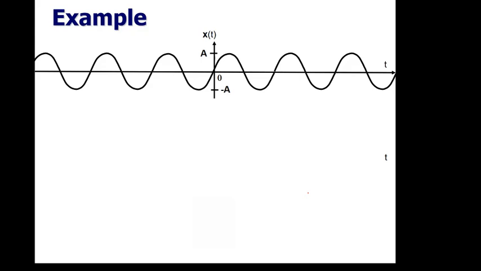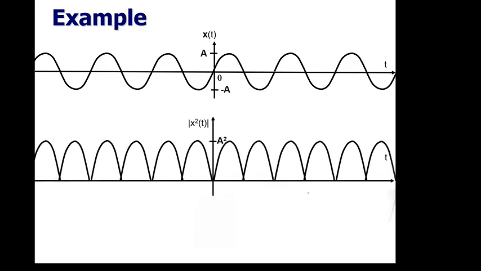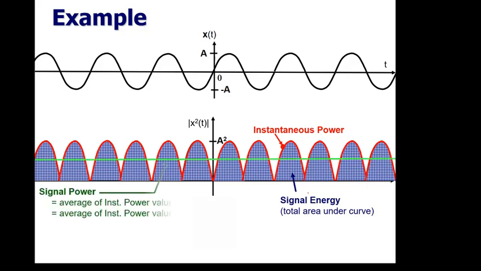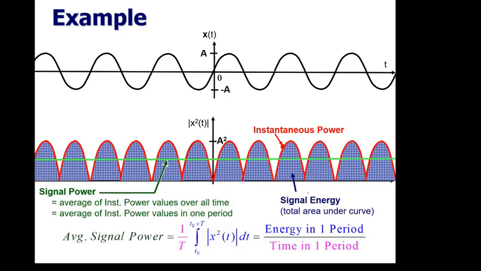So here's a simple sine wave with an amplitude of A. And if we wanted to know what is the average signal power in this waveform, we would square it, which would bring all the negatives to positive as well. And we could integrate over one of those periods to find the signal energy and divide it by a period to get the average of the instantaneous power over all time, which is the same as the average of the instantaneous power values in one period, or the energy in one period divided by the time in one period.